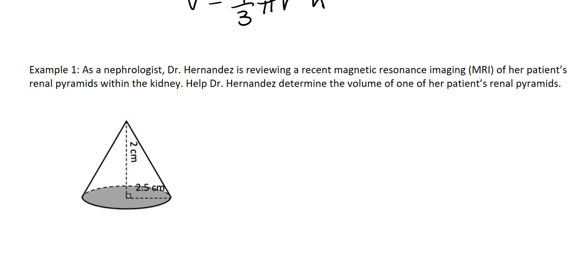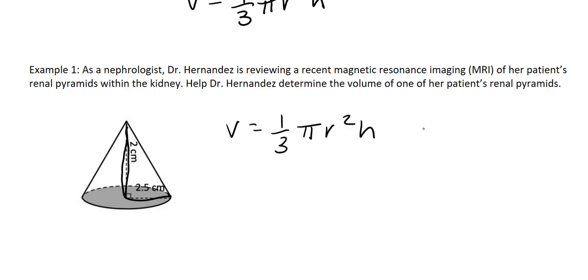So example 1: as a nephrologist, Dr. Hernandez is reviewing a recent magnetic resonance imaging of her patient's renal pyramids within the kidney. Help Dr. Hernandez determine the volume of one of her patient's renal pyramids. As we can see, we have a height of 2 centimeters and a radius of 2.5 centimeters. So let's go ahead and rewrite this formula.